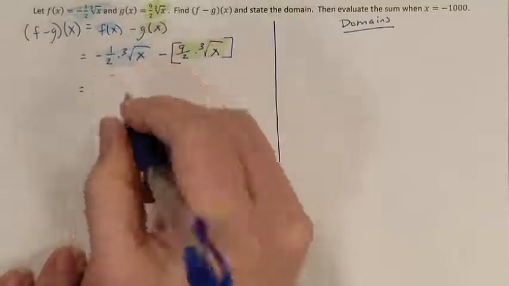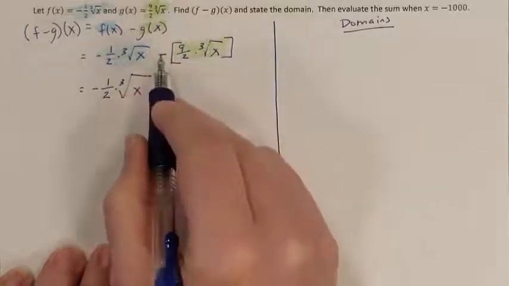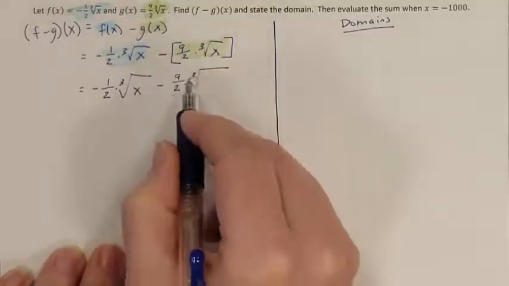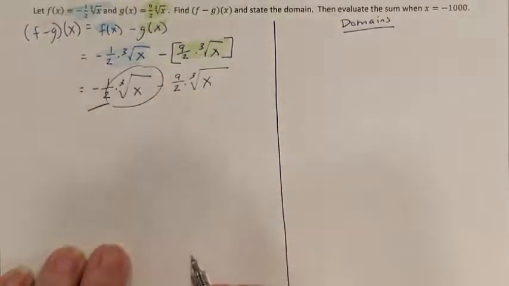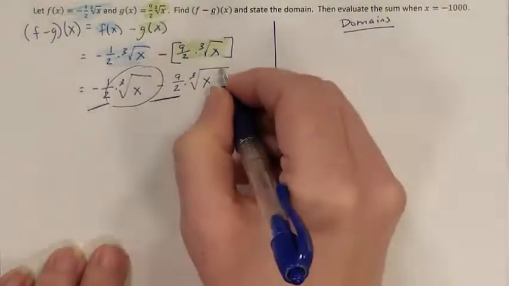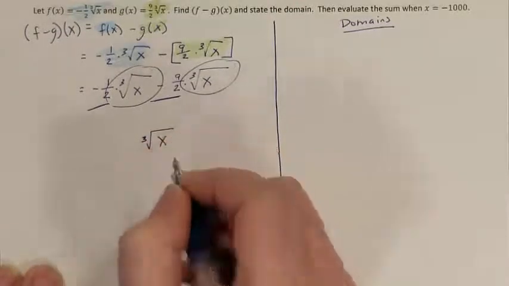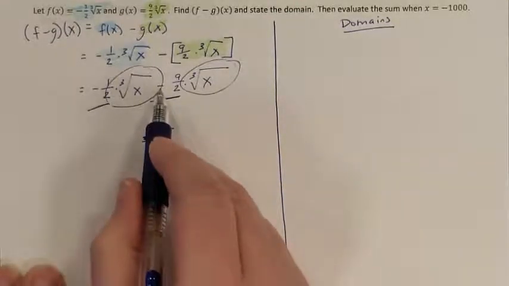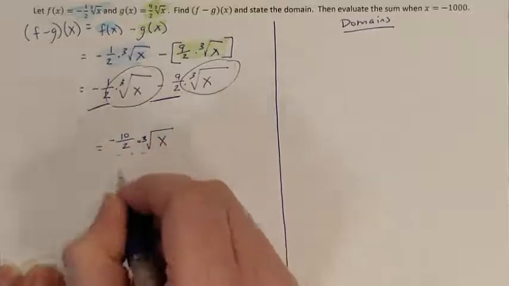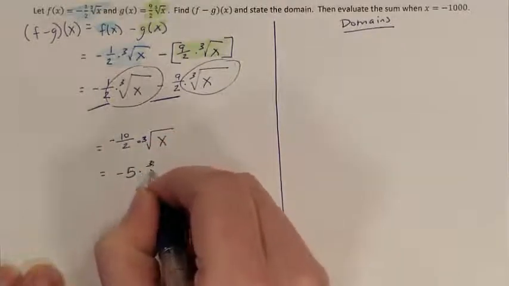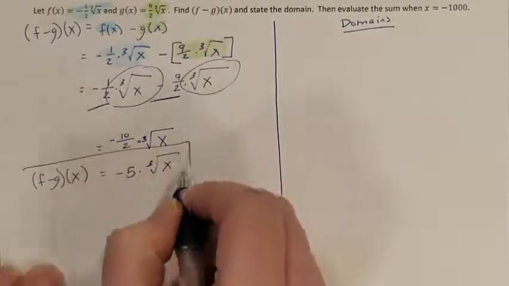So what do I actually have? I already had the blue, so I already had the negative 1/2 times the third root of x. Now I'm subtracting this entire green, 9/2 times the third root of x. So I see that I had a negative half of these third root x's, and I'm being asked to subtract 9/2 of these third root x's. So I'm being asked to count the third roots of x. Negative 1/2 minus 9/2 gives me a negative 10/2, which simplifies down to negative 5. So I have negative 5 times the third root of x. This is my new f minus g of x rule.